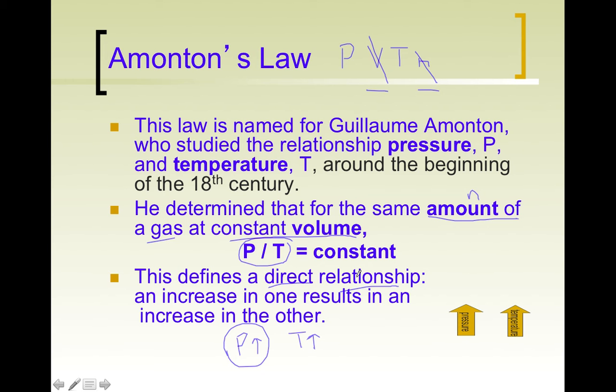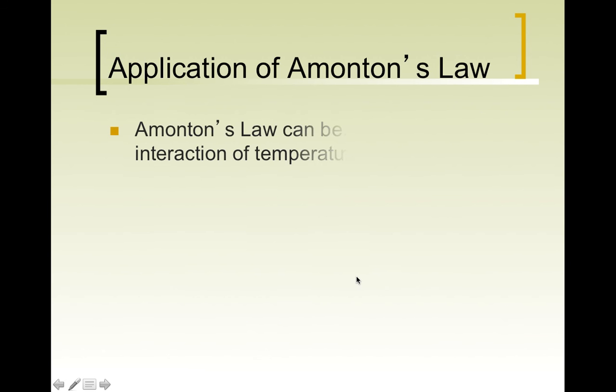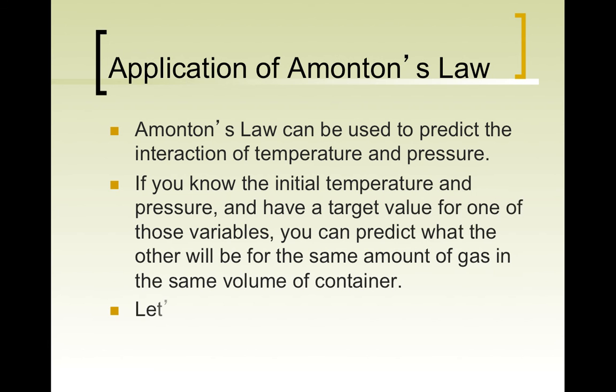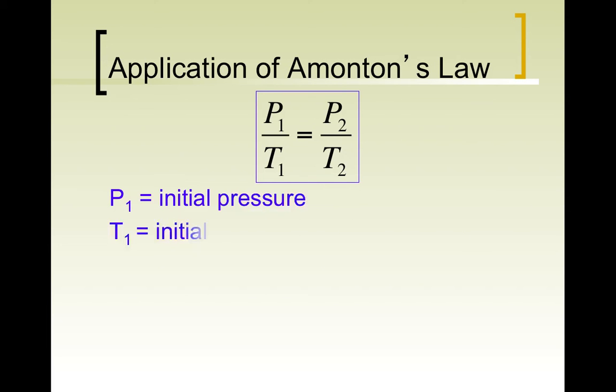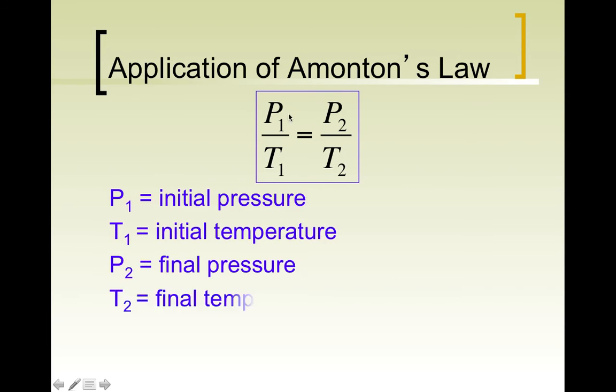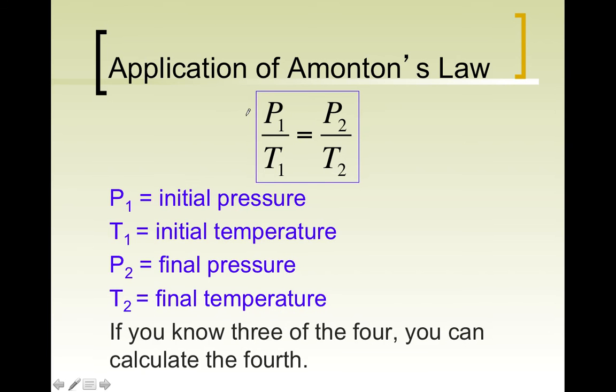So that's what Amontons' law does. Once again, with Amontons' law, as long as you know an initial temperature and pressure, you should be able to find the final temperature or pressure. So here's our equation, and you can see it's very similar to Charles' law, where we have the initials again. So it's P1 over T1 equals P2 over T2.